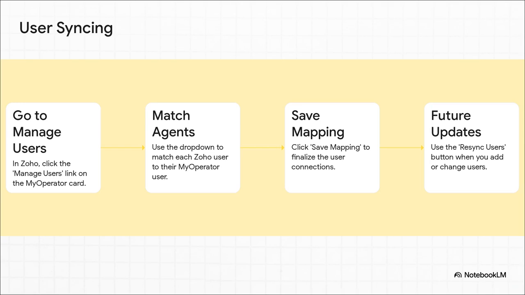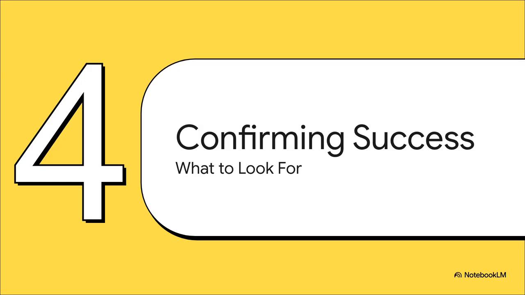Okay, so inside Zoho, you should now see a card for MyOperator. Go ahead and click Manage Users. You'll see a list of your Zoho agents, and for each one, you just select their matching MyOperator account from the drop-down menu. Hit Save Mapping to lock it all in. And here's a little pro tip. If you ever add new people to your team, just come back here and click the Resync Users button to quickly update the list.